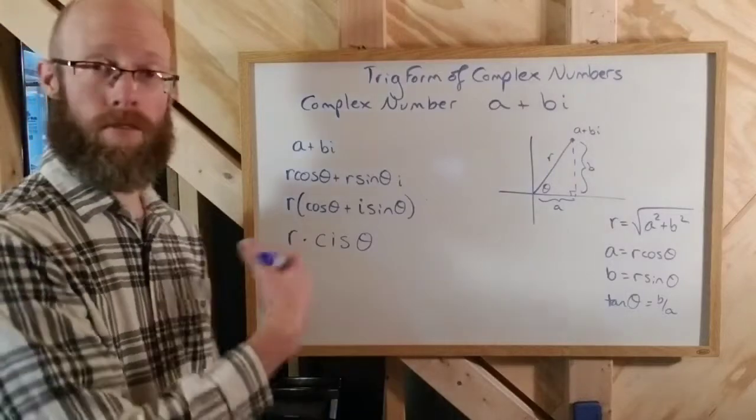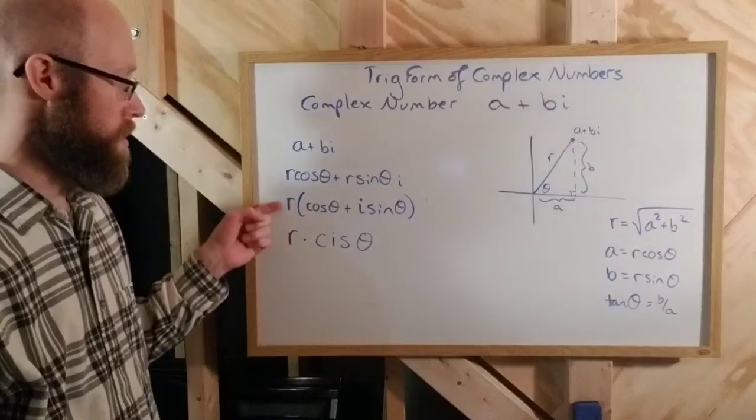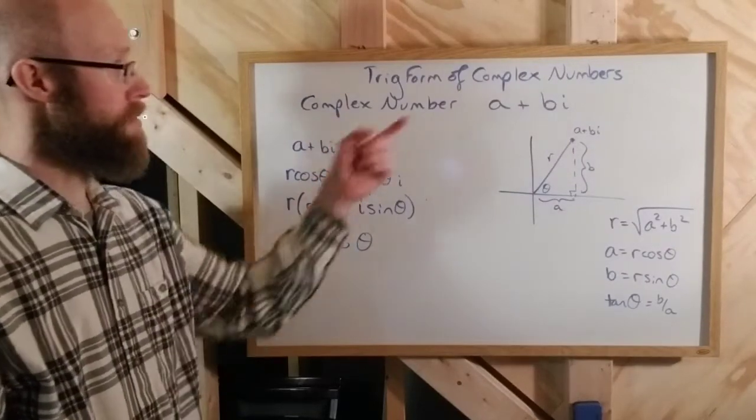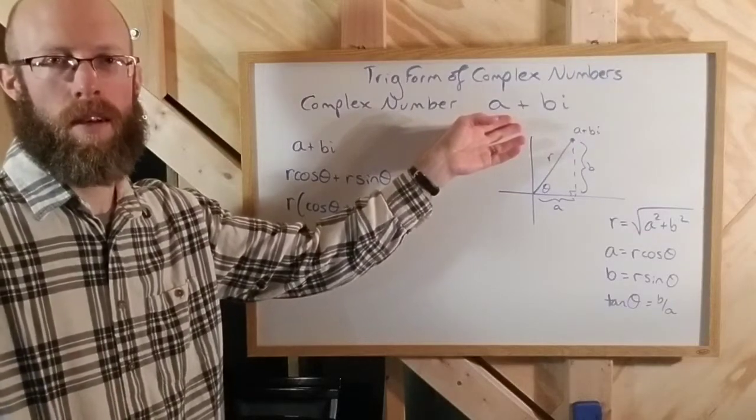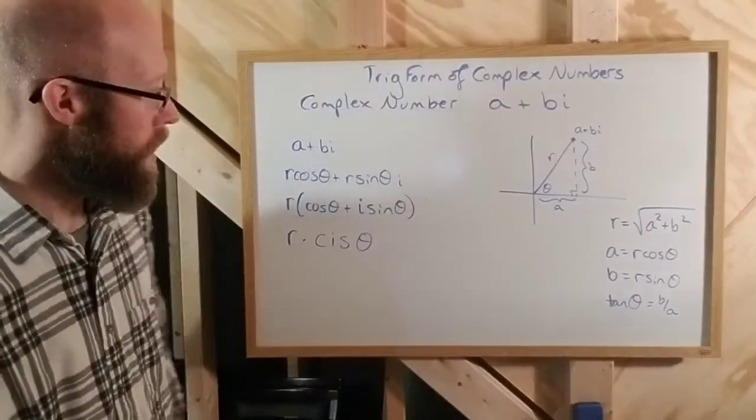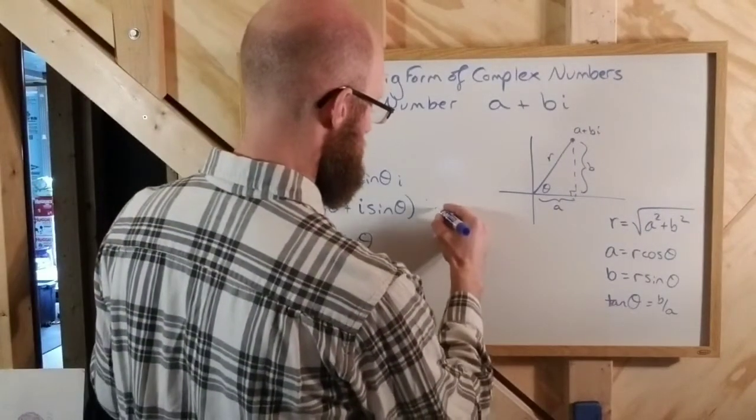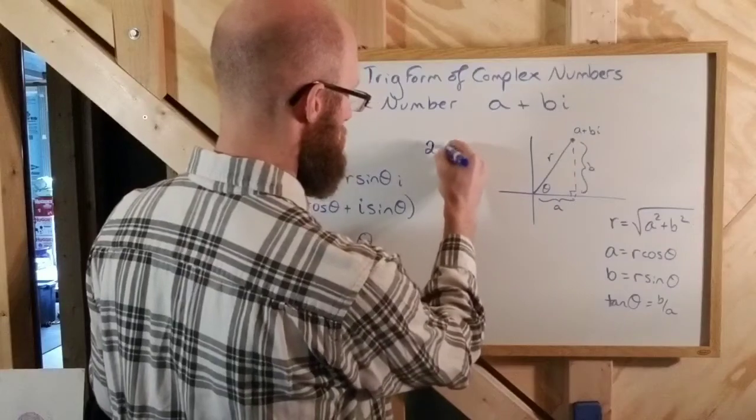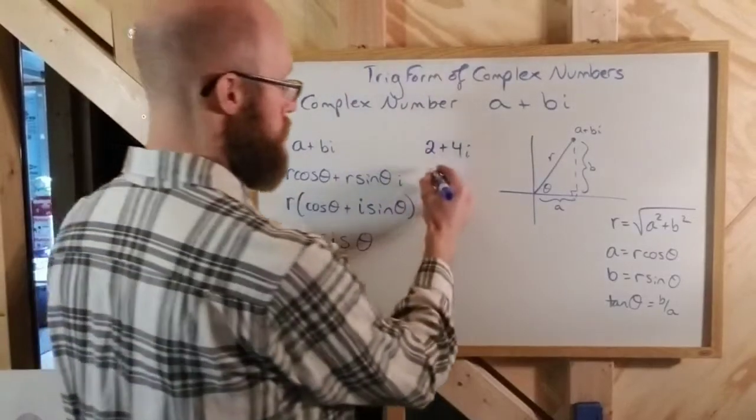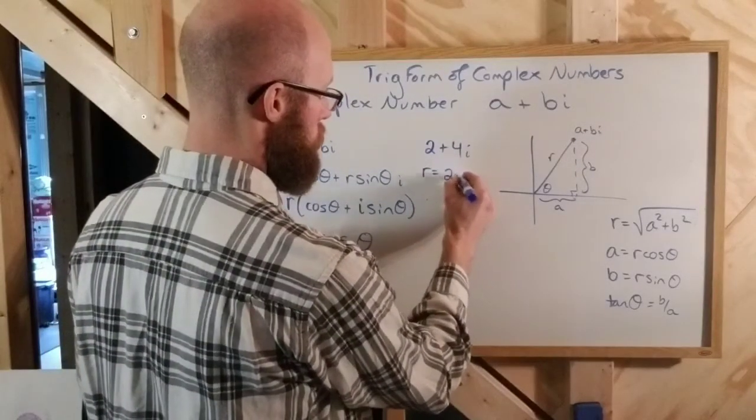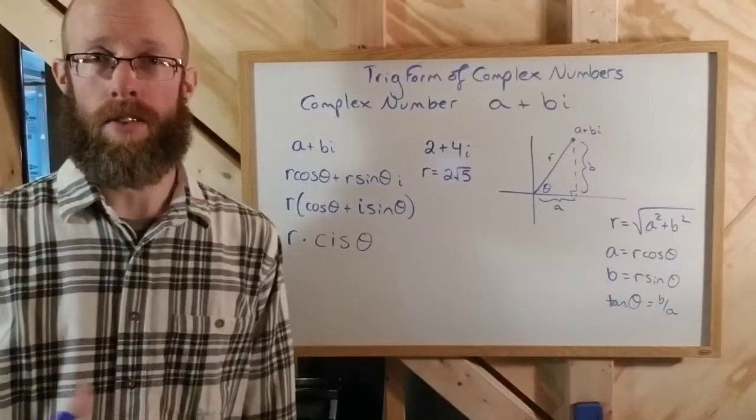So now we can convert between the two forms. We have our trig form, which could really be in either of these, the longhand or the shorthand. And then we have our rectangular form. And so if I wanted to take the complex number 2 plus 4i again, well, we already found the r value. The r value was square root of 20 or 2 root 5, okay? And so now we just need to find the theta.